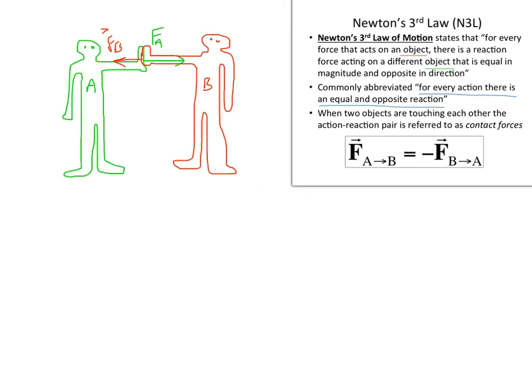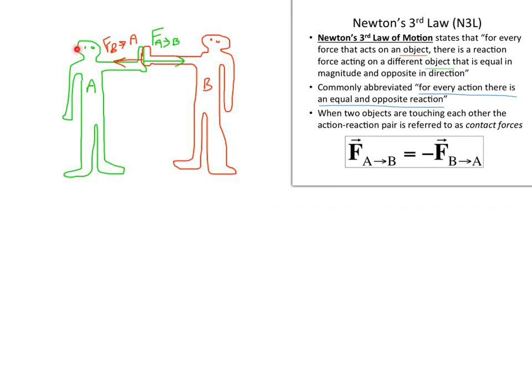Let me erase that little thing right there. Force from B onto A, and the green person, person A, is applying a force to person B. What is true about these two forces is that they are equal in magnitude.